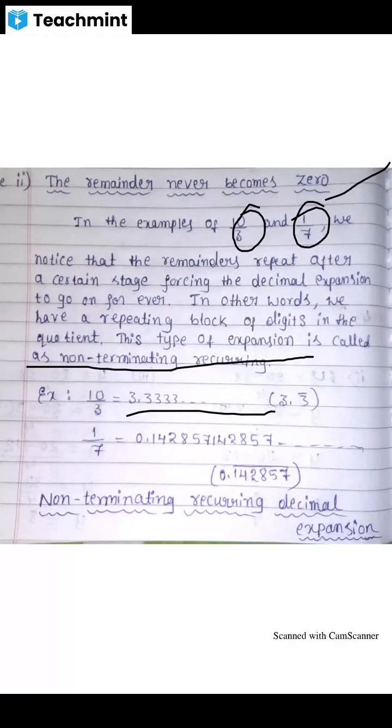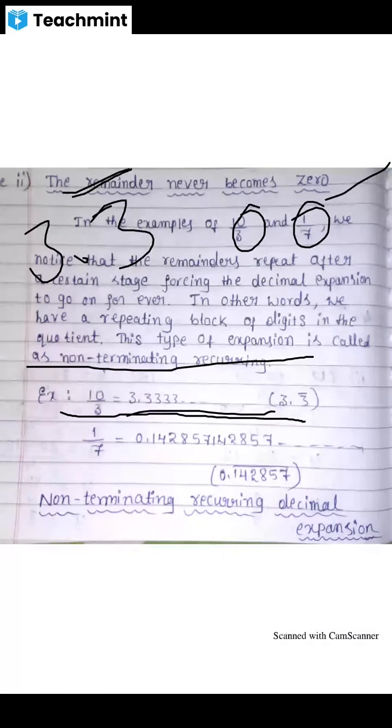For example, 10 divided by 3, we got the decimal expansion 3.333, and so on. In the short way, we can write 3.3 bar. You got the idea in the class also, no? 3.3 bar. What does the bar indicate? It indicates 3 is repeating up to infinity. Got the idea, no?